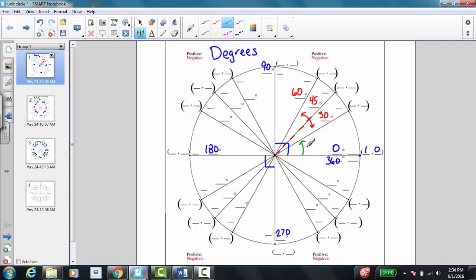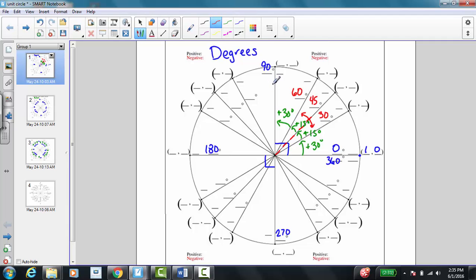So if you can see, we get this pattern going. To my first line, I added 30 degrees. To get to my second line, I added 15 degrees. To get to my third line, I added again 15 degrees. And to get to 90 degrees, I added 30 degrees. So we're going to use this pattern of increased rotation to be able to fill in all the degree measures around the unit circle.